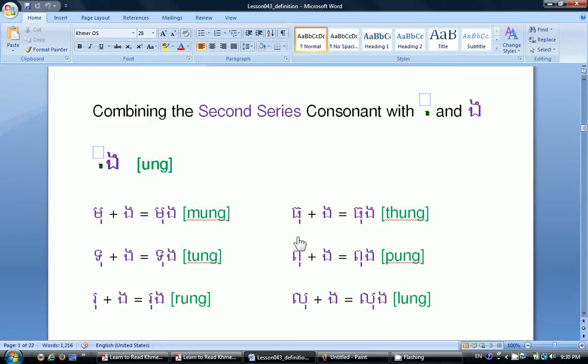Tu u tu, tu ngo, tung. Pu u pu, pu ngo, bong. Ru u ru, ru ngo, rong. Lu u lu, lu ngo, lung.